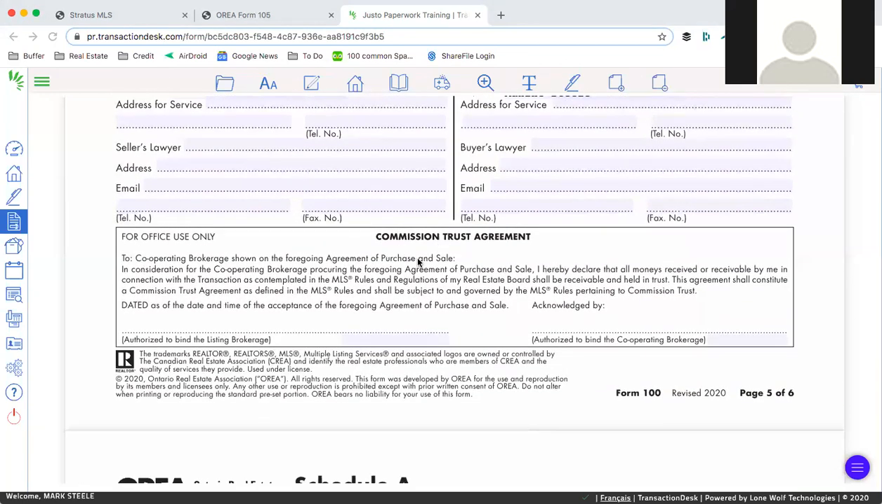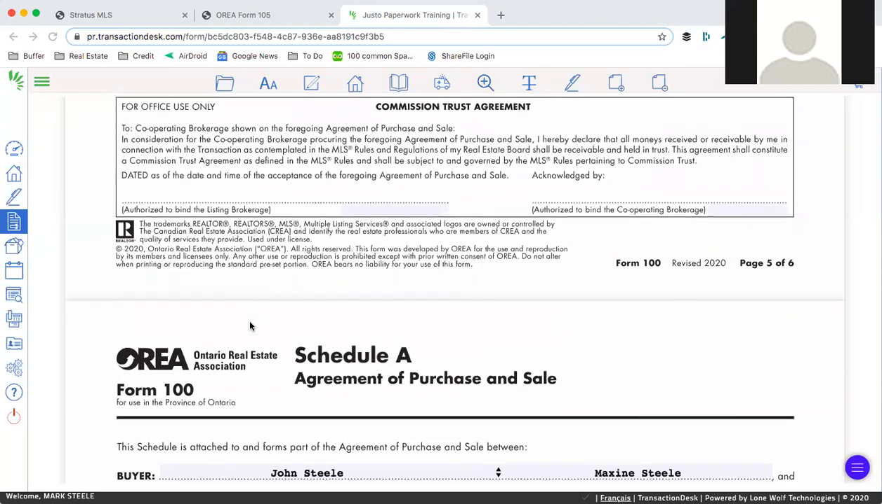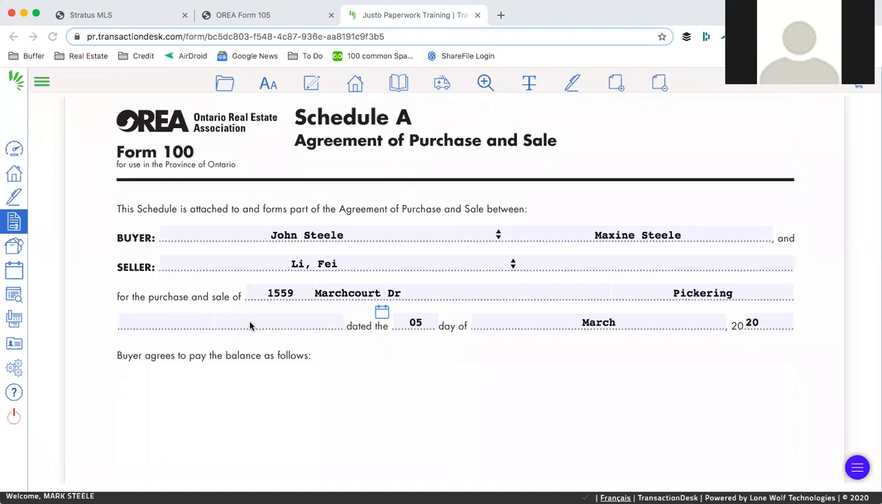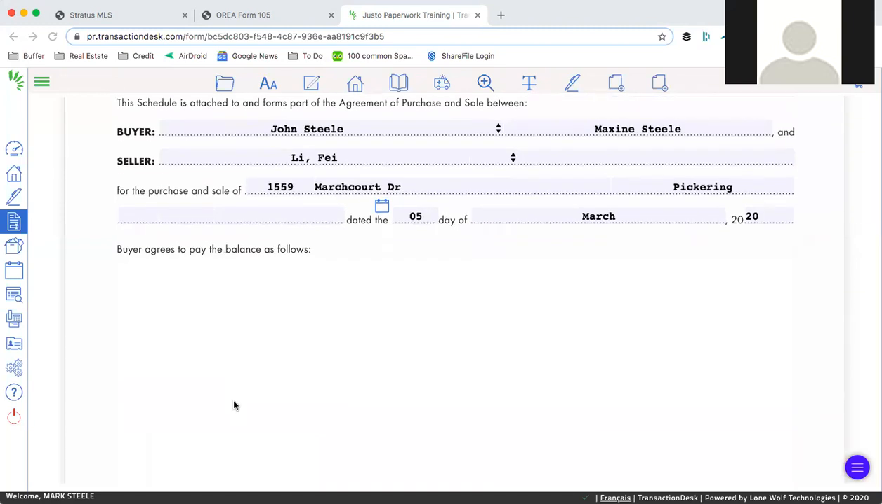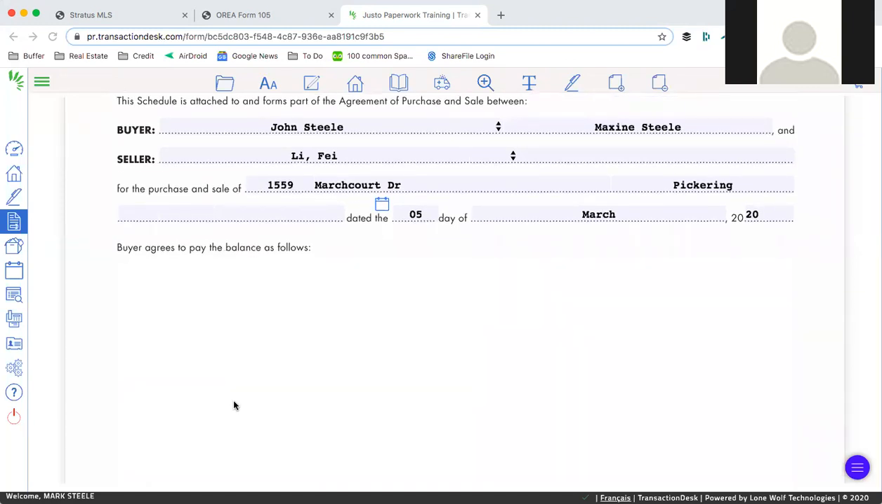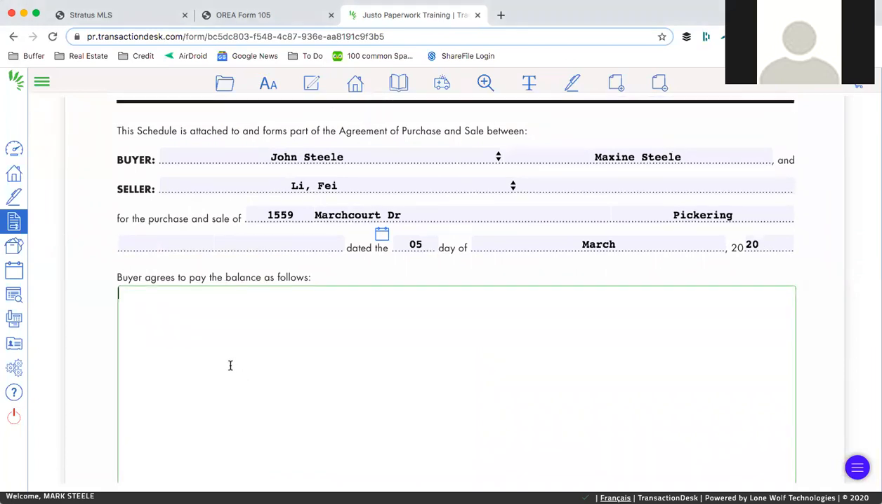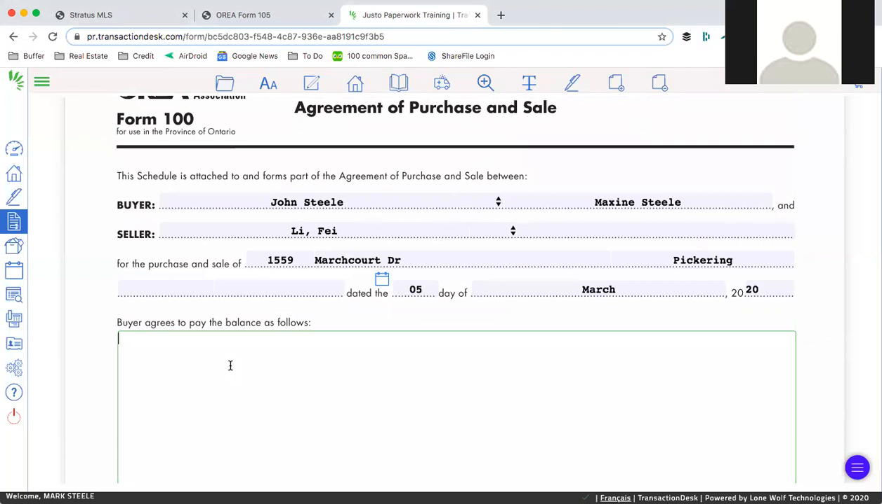And then for the commission trust agreement, you're going to sign here as the cooperating brokerage, Realtor, and the seller is going to sign on that side. Okay. And of course, we've all seen Schedule A's before. So I normally use a very standard set of clauses for most transactions I do. Whatever clauses you use, you're going to put those here in the Schedule A. So the most typical clauses you'll see are conditional on financing, conditional on inspection.